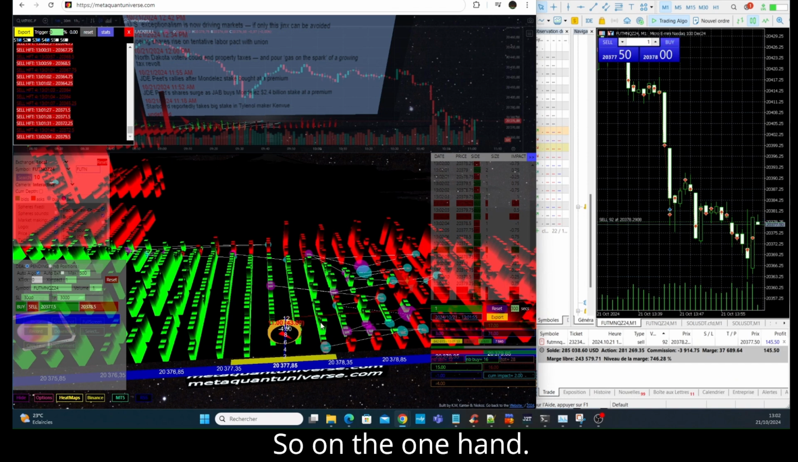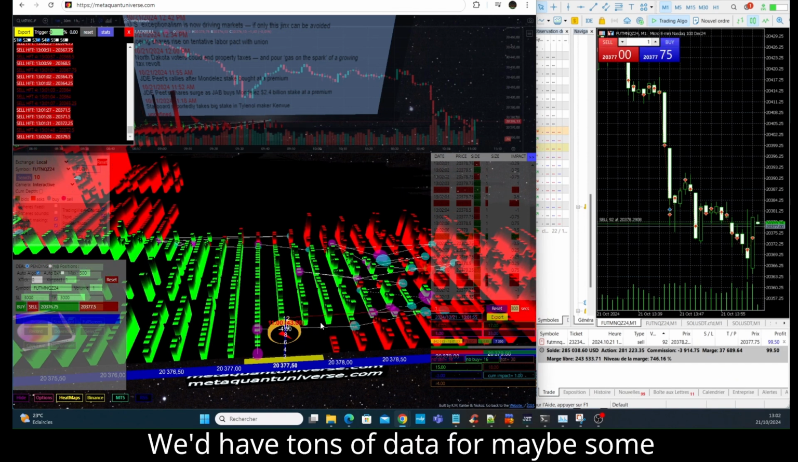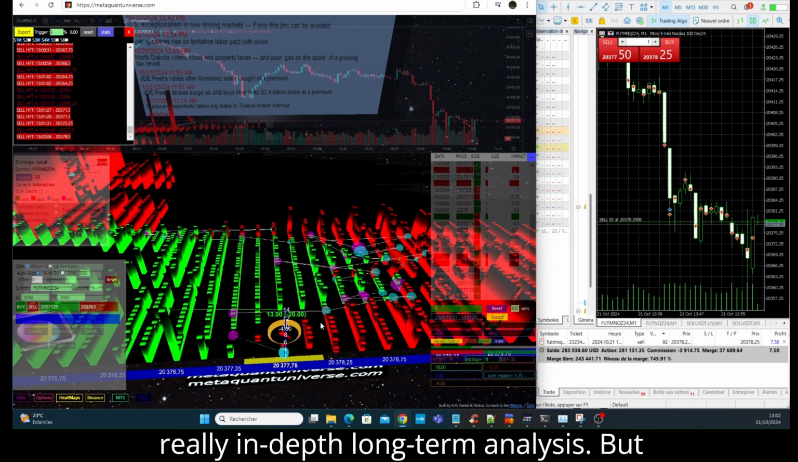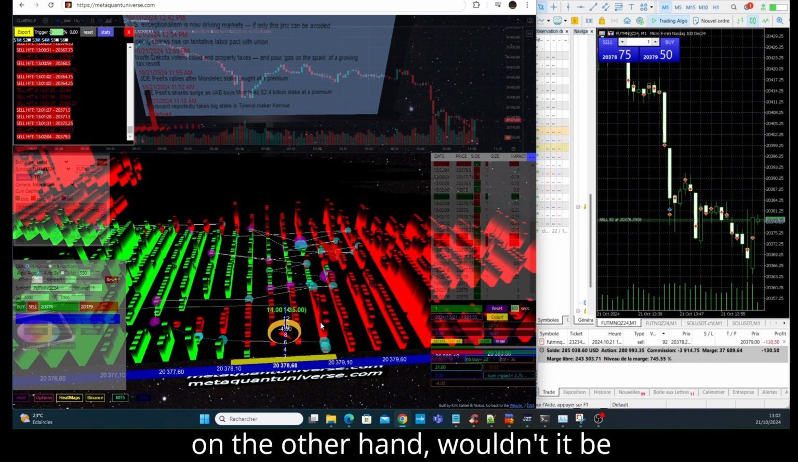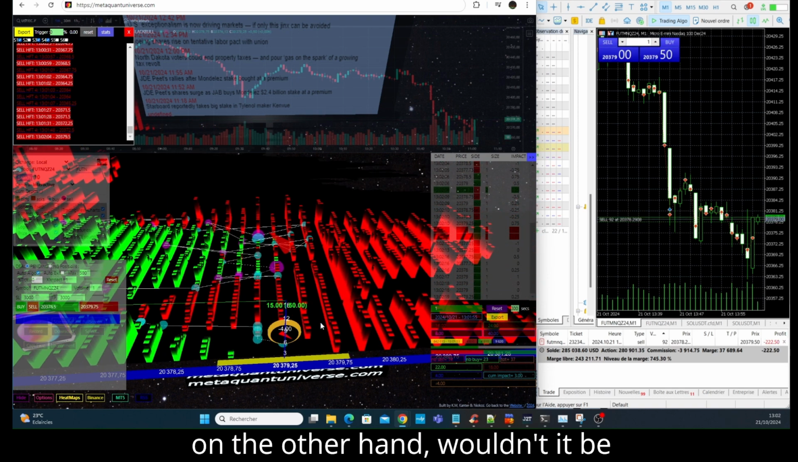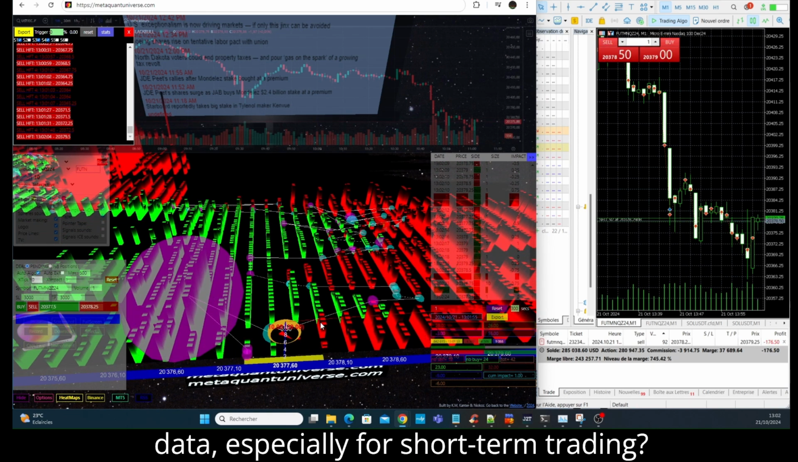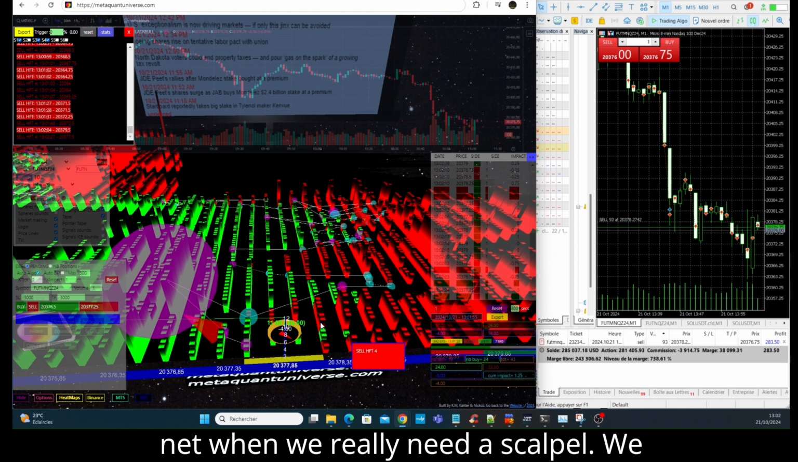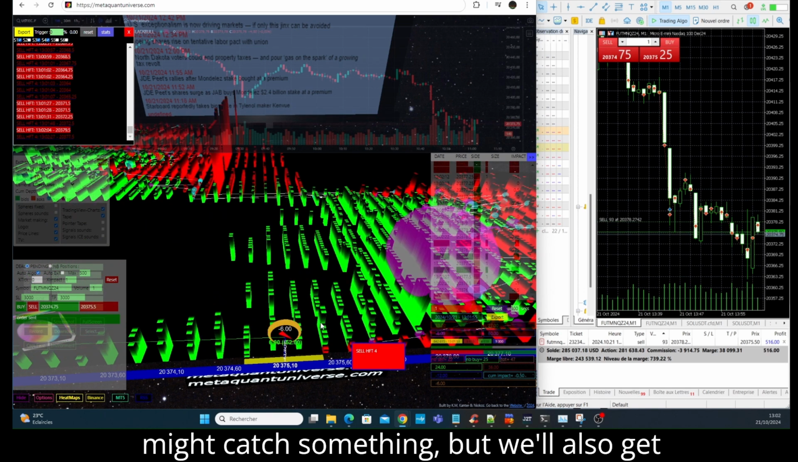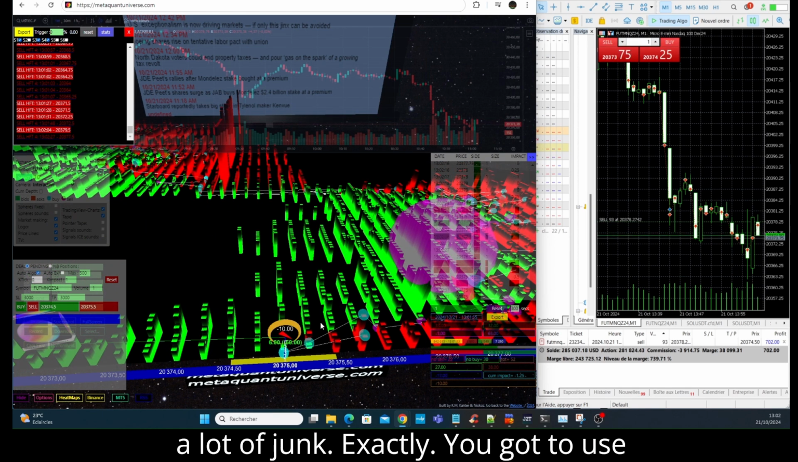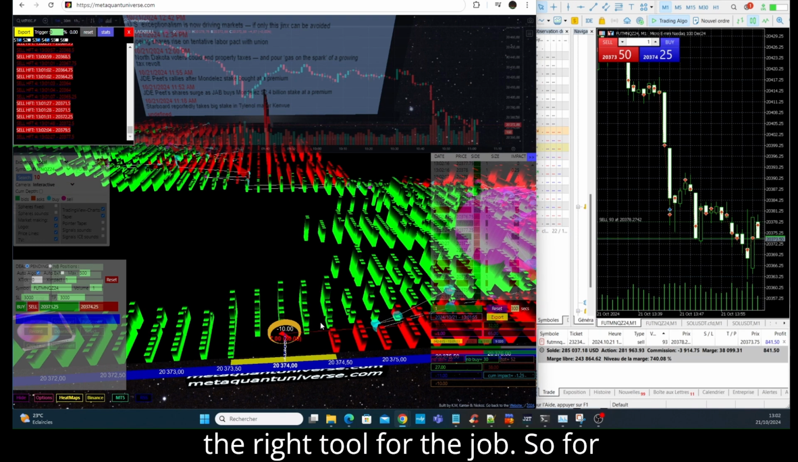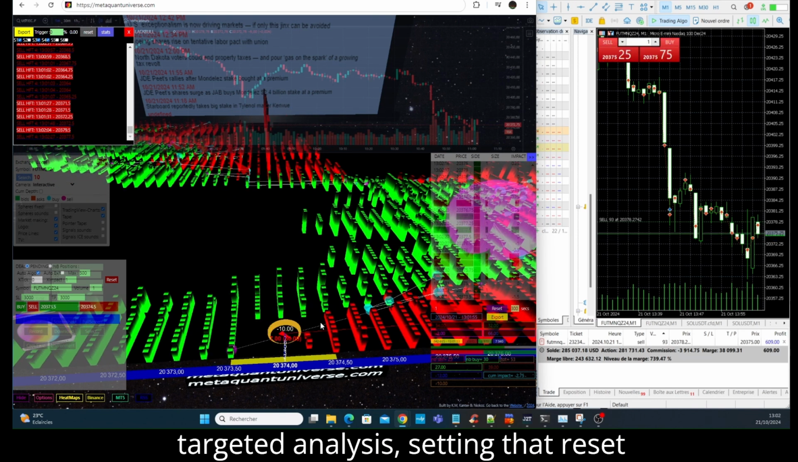So, on the one hand, we'd have tons of data for maybe some really in-depth long-term analysis. But on the other hand, wouldn't it be overwhelming to make sense of all that data? Especially for short-term trading. It's like we'd be using a fishing net when we really need a scalpel. We might catch something, but we'll also get a lot of junk. Exactly. You've got to use the right tool for the job. So for targeted analysis, setting that reset timer is key.